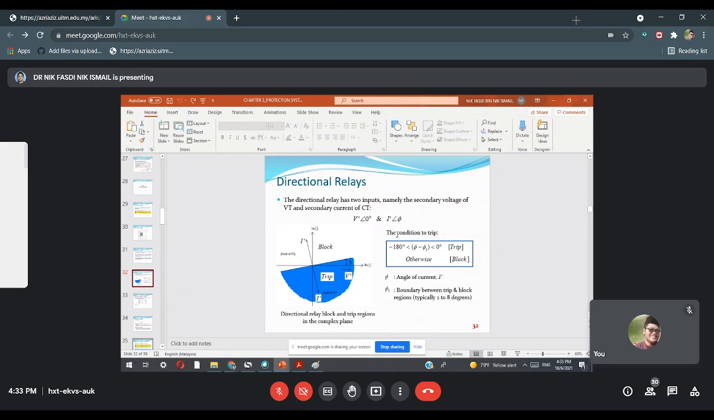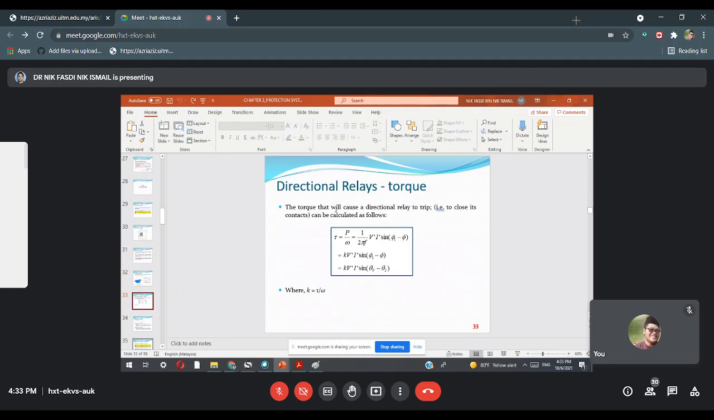So this is the angle of current I prime, the boundary between trip and block region, typically 2 to 8 degrees. So the same concept as the overcurrent relay. It will have a trip region and a blocking region. So now, in the trip region, the current must be in the forward direction. The block region is the reverse direction. The torque that will cause a directional relay to trip, to close its contact, can be calculated as follows.